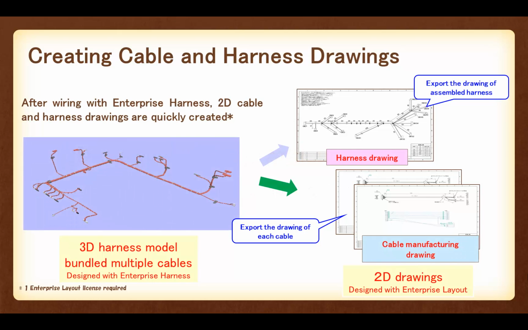With the 3D model complete, it's a simple task to generate an associative 2D representation of the design. Both harness schematic drawings and detailed cable manufacturing drawings can be produced. Enterprise Layout is provided as a separate license, meaning that either the harness designer or a dedicated detailer can perform the drawing generation tasks.